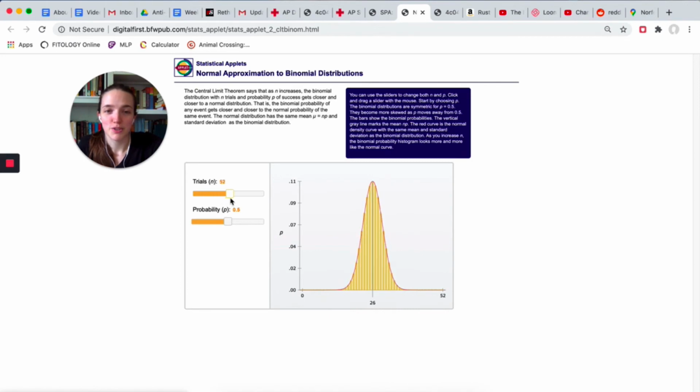When I increase the number of trials, the distribution gets more and more normal. Now let's see what happens if I slide the probability over to the right.